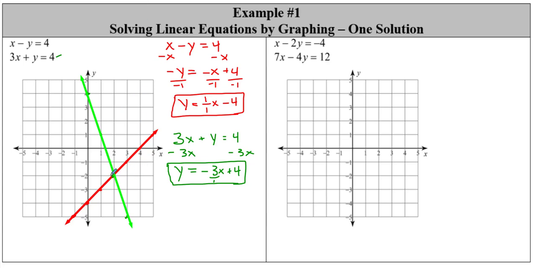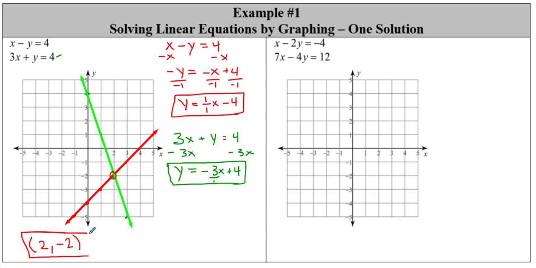Looks like they cross right here. Okay, so this is my point of intersection, and I want to figure out what is the XY ordered pair. So I go over to here. That's going to be a positive 2, and then I'm going down to negative 2. So 2 comma negative 2 is my solution to this system.